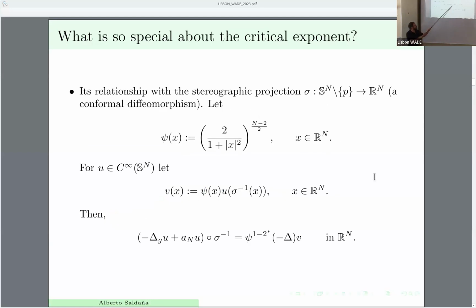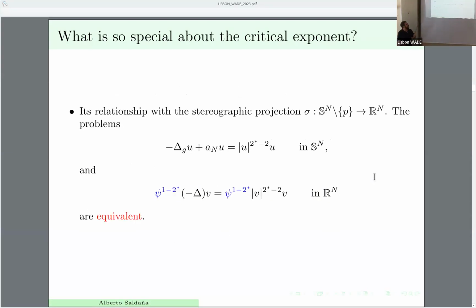So composing it with the inverse of the stereographic projection, multiplying it with the psi, we see that the left-hand side gives us this factor, and the right-hand side also gives us this factor. And it's a positive factor, so I can cancel them. And we see that this equation and this equation are going to be equivalent. So solving a problem in the sphere now is equivalent to solving a problem on the Euclidean space, which is flat, and maybe it's a little bit simpler.